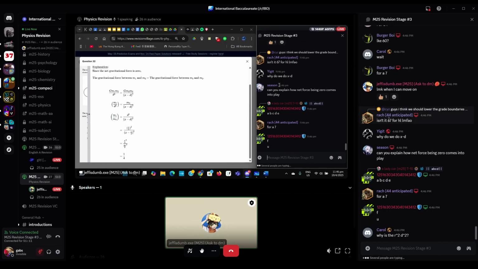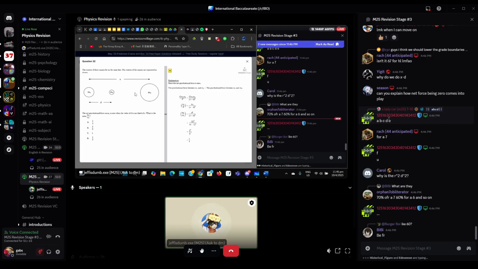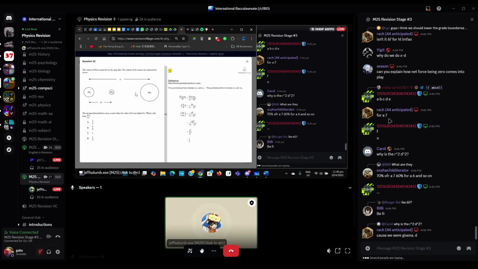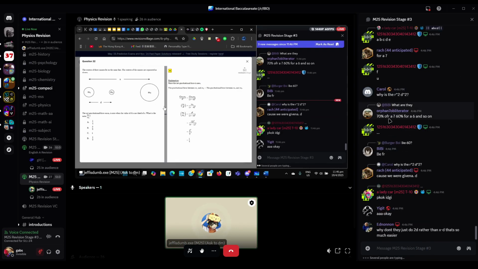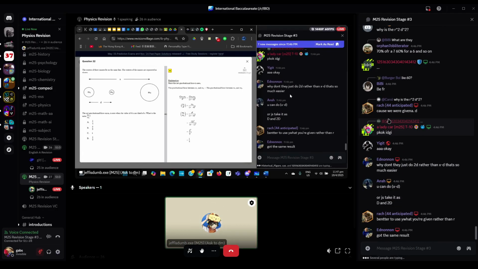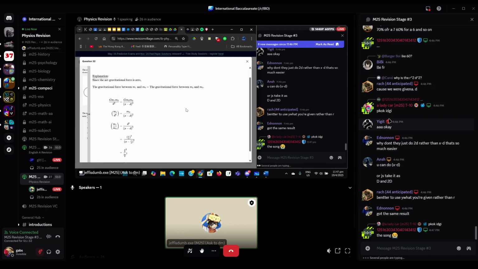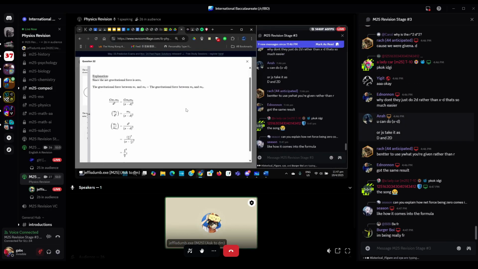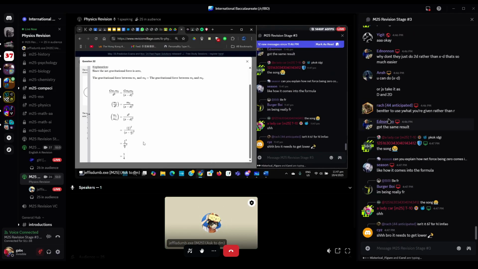Why do we do x minus d? Because when we're calculating the force between m2 and m3, we need x minus d, because that's the expression for the distance between m2 and m3. Yes, I did 2D as well. I think the mark scheme kind of overcomplicated it. Yes, 2D is completely fine because this essentially means 2D.